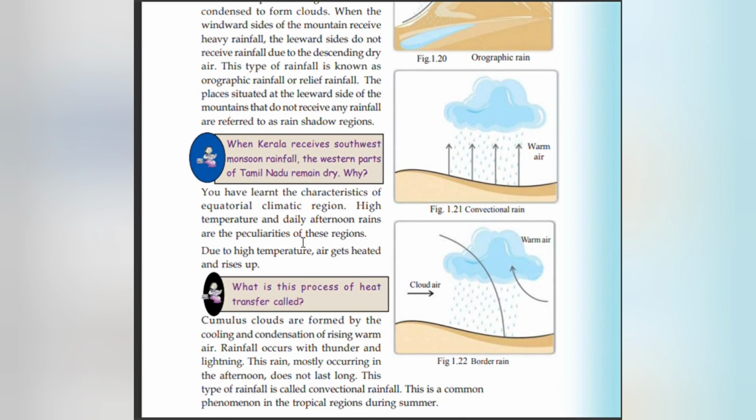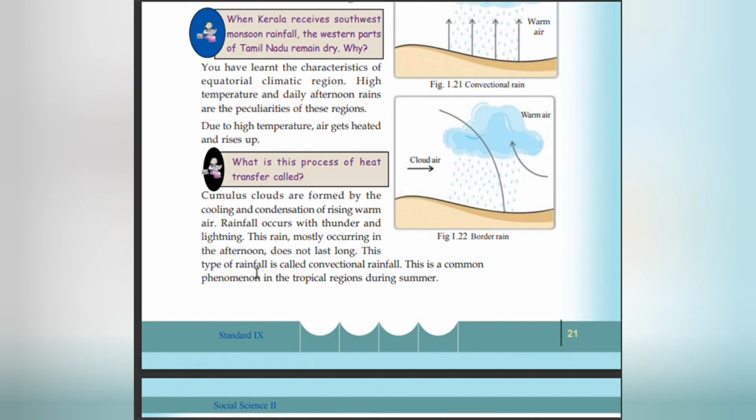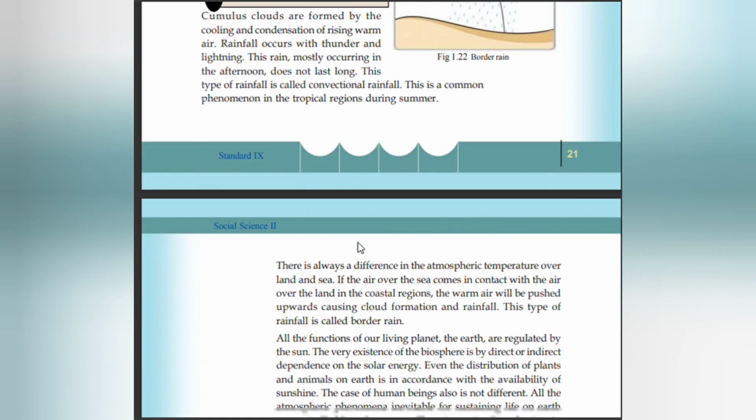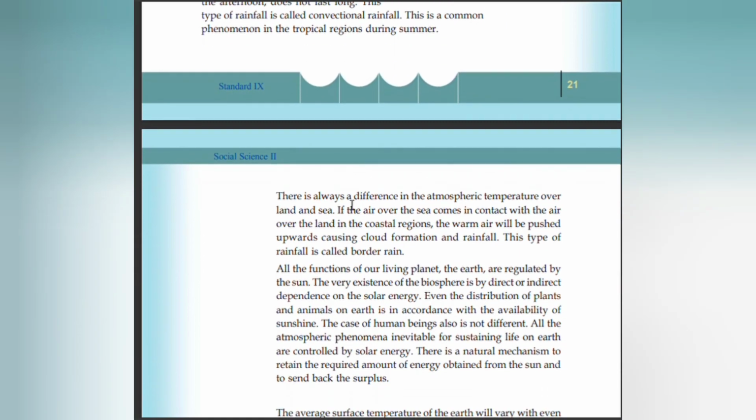You have learned the characteristics of the equatorial climatic region. High temperature and daily afternoon rains are the peculiarities of these regions. Due to high temperature, air gets heated and rises up. Cumulus clouds are formed by the cooling and condensation of rising warm air. Rainfall occurs with thunder and lightning. This rain, mostly occurring in the afternoon, does not last long. This type of rainfall is called convectional rainfall. It is a common phenomenon in the tropic region during summer.